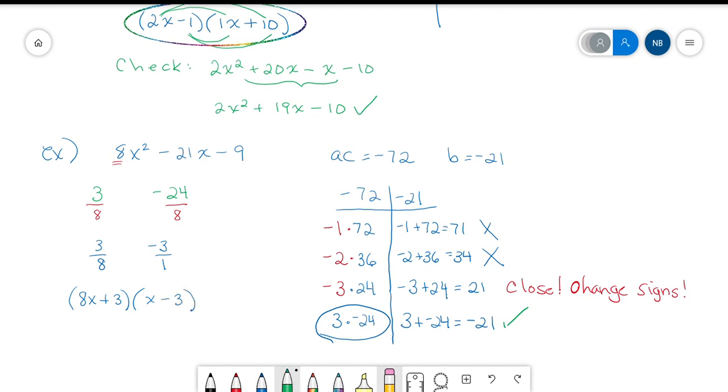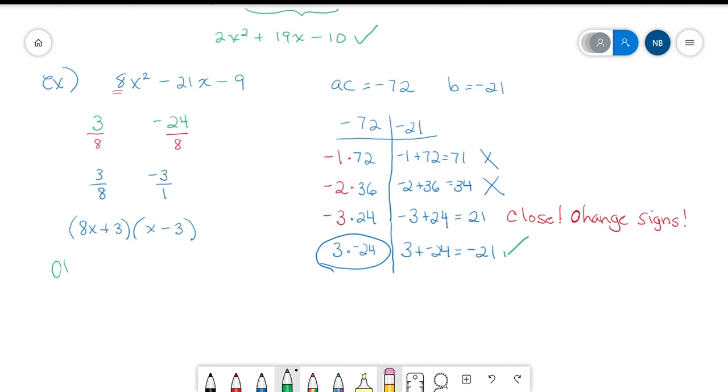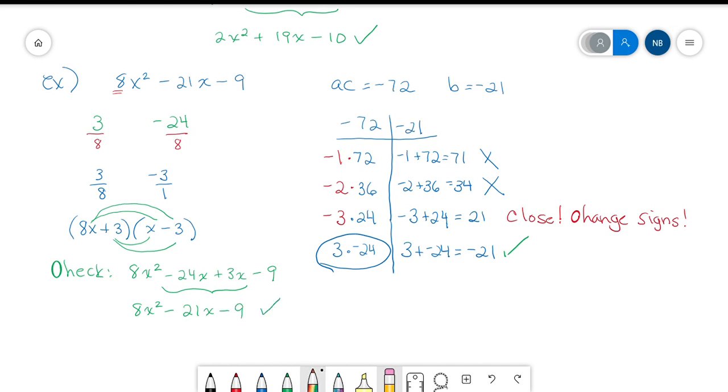And now we're going to check our answer by foiling. 8x times x is 8x squared. 8x times negative 3 is negative 24x. 3 times x is positive 3x. And 3 times negative 3 is negative 9. We have like terms. When we combine them, we get 8x squared minus 21x minus 9, and that's what we started with. Remember, the solution is the factored form.